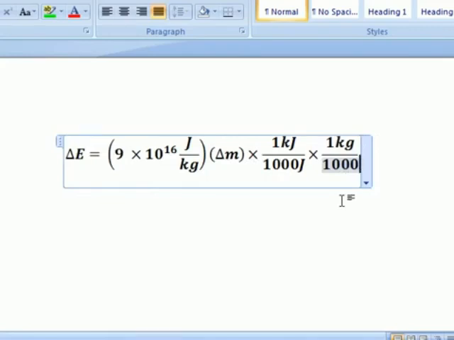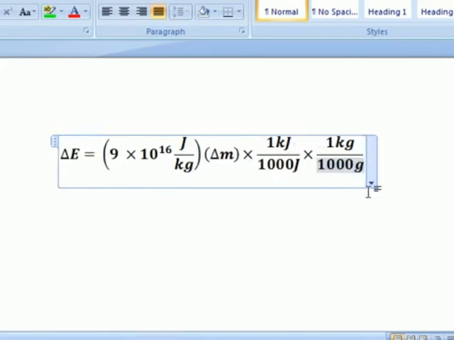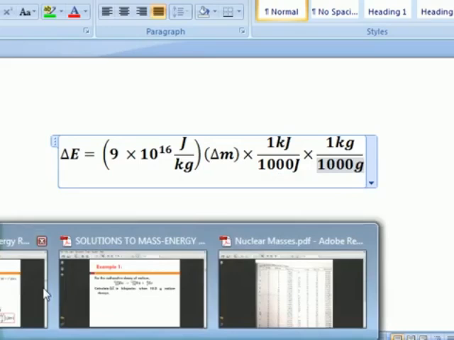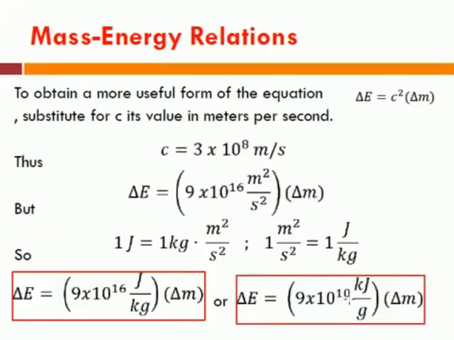So the unit will be kilojoule per gram. Multiply this equation and you will get 9 times 10 raised to 10. Instead of joule per kilogram, we have kilojoule per gram, and then multiply to delta M. From our examples, we will be discussing 3 examples for this. We're going to use this equation. Okay, so delta E is equal to 9 times 10 raised to 10 kilojoule per gram multiplied to delta M.